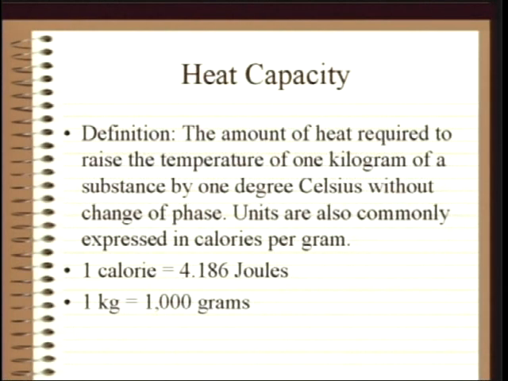Units are also commonly expressed in calories per gram. So if the units are in calories per gram and you need to convert those to metric units, then you'll need the following conversions. 1 calorie is equal to 4.186 joules. And 1 kilogram is equal to 1,000 grams.